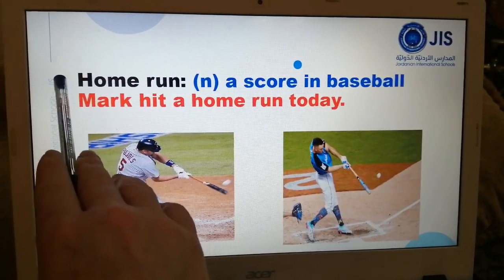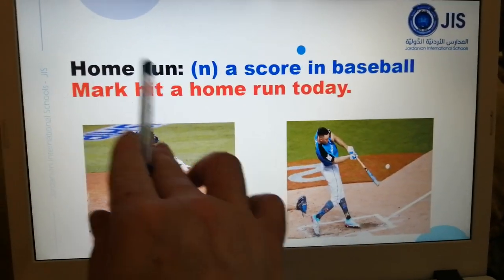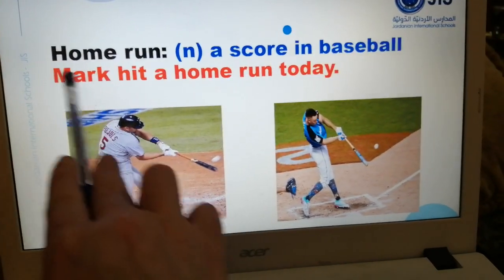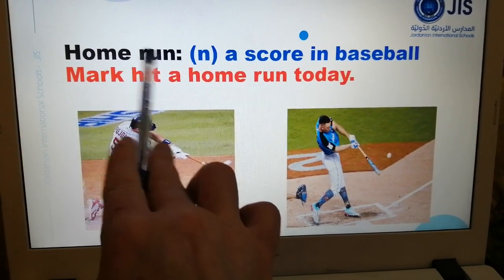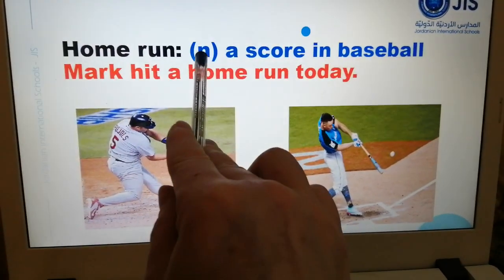Now, home alone, it has its own meaning. Run has its own meaning. But when I put these two words together, they will give me one meaning, and it's a compound word. And there's a space between the two words. That's why it's an open compound word. And it's a noun here.